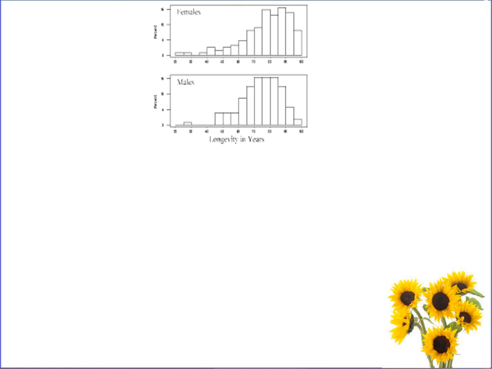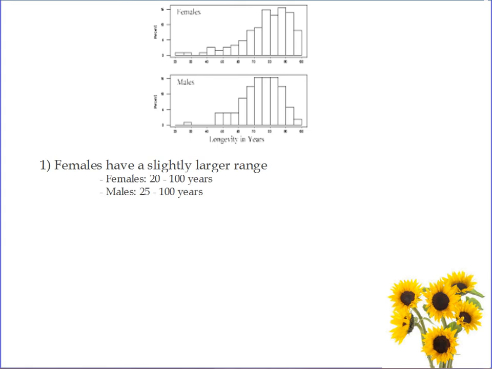Let's quickly take a look at a couple of histograms that represent the longevity of a group of males versus a group of females. Taking a look at the two histograms, you can see that the female graph has a slightly larger range. It ranges from 20 to 100 years, where the males range from 25 to 100 years, and really that might be an outlier on the graph of males. We still have to look at the entire range. But if you look at the biggest chunk of the graph, the females definitely have a larger range.